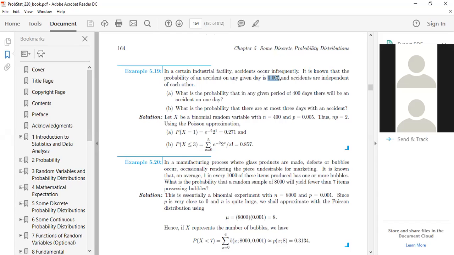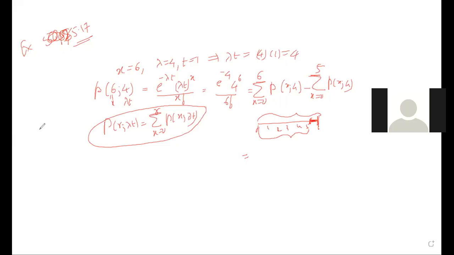Let me use my whiteboard. The p value is given to us, n is given to us, and 1 day means t is given to us. What is the probability that there are at most 3 days with an accident? So we are going to solve these two problems, and the problems are like this. Okay, so let me solve this one.